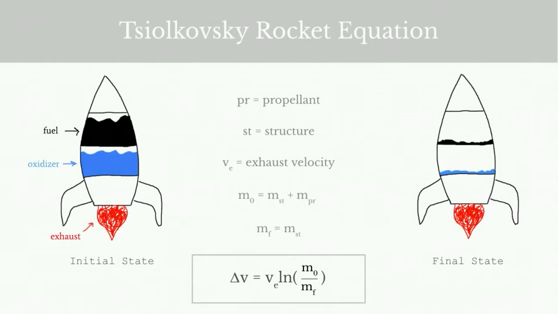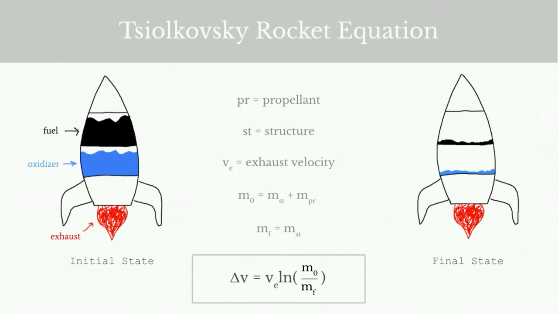Tsiolkovsky rocket equation. The rocket equation derived by Tsiolkovsky describes the motion of rocket-like vehicles. He derived it using the conservation of momentum. It relates the change of velocity from the initial to final state to the exhaust velocity, which is the velocity of the gas leaving the engine's nozzle.